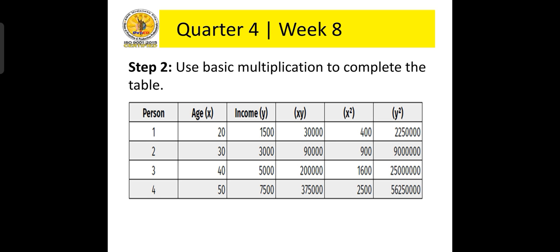Second, we have to use basic multiplication to complete the table. So for example, the data for the age and income was shown below. To get the value of xy, we have to multiply the value of the age and the income. To get the value of x squared, we have to square the value of the age. And to get the value of y squared, we have to square the value of y, or the income.